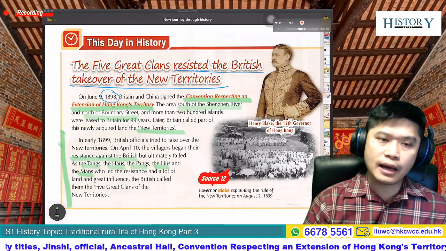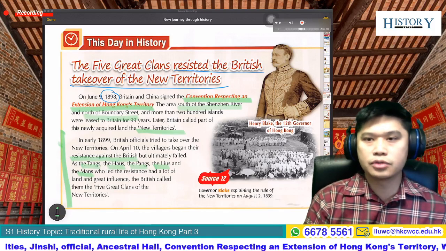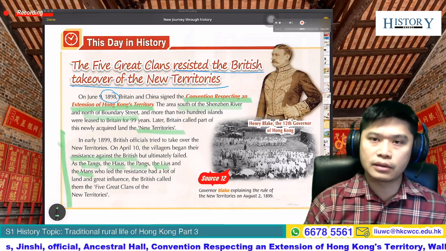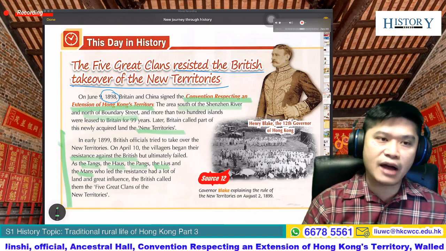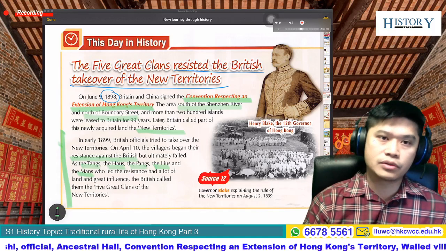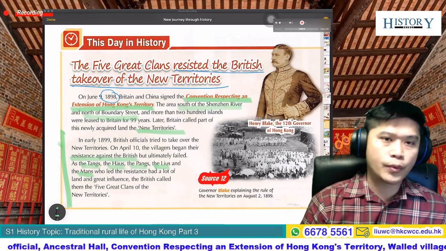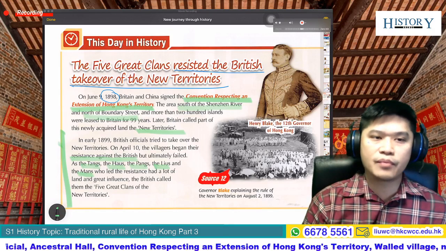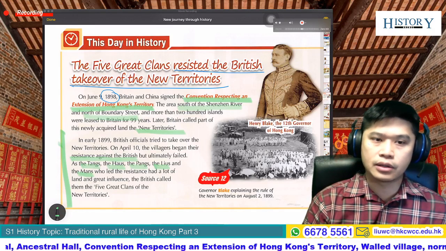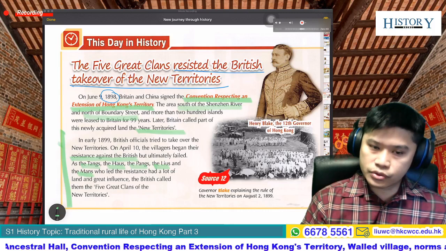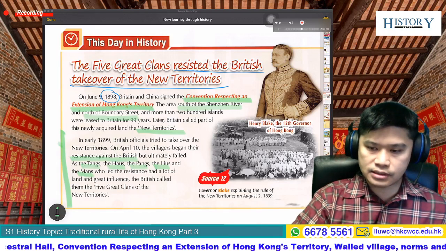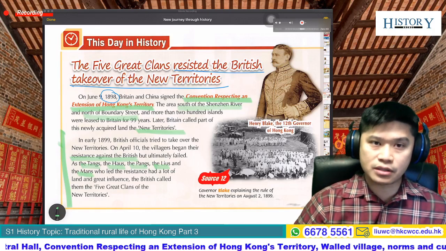These five families paid a relatively great contribution, so therefore they would be regarded as the five great clans of the New Territories. It doesn't mean that there will be only five families in the New Territories. I may also tell you that there are some places that would be very famous.